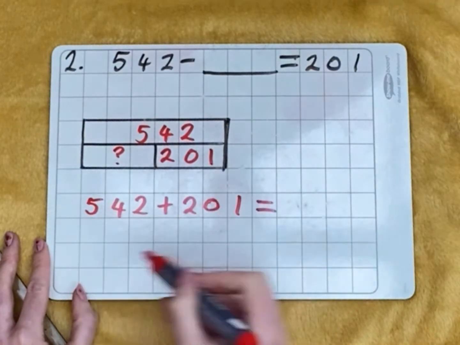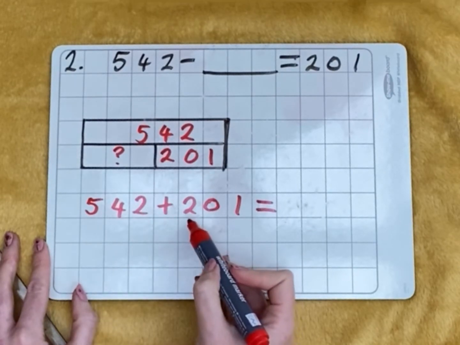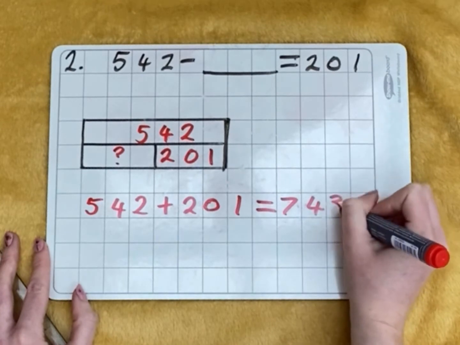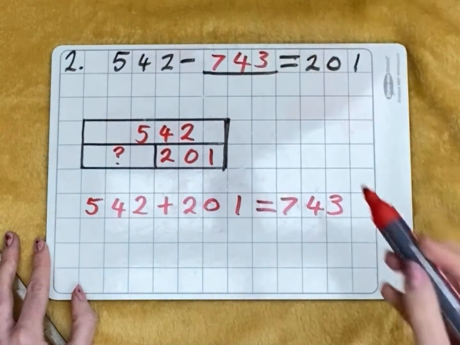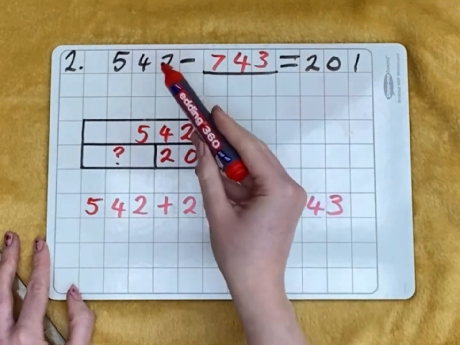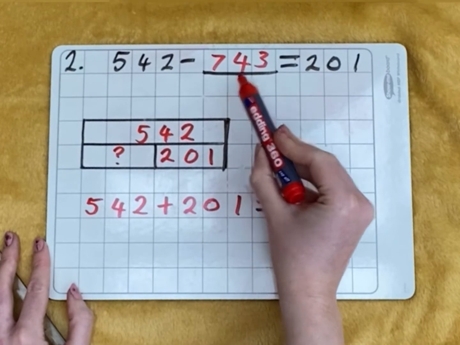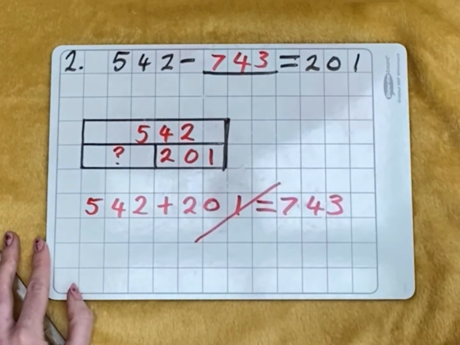Now, if I forgot what I was doing and I did this and I worked this out, 500 to 200 is 743. So I said, right, okay, 743. Then I put that into my answer. This is where I need to check my answers and think, could 542 minus 743 equal 201? No, we can see that that doesn't make mathematical sense. So we can't use addition here.